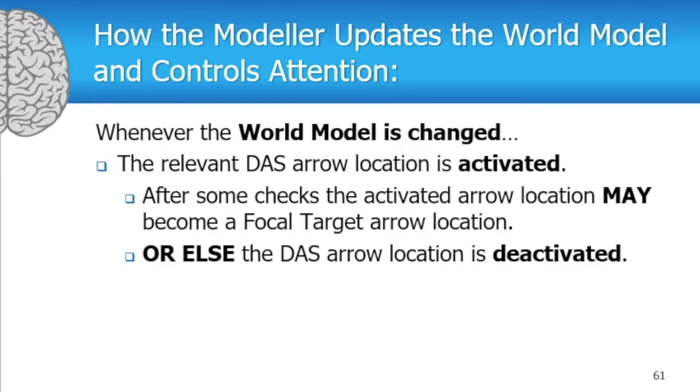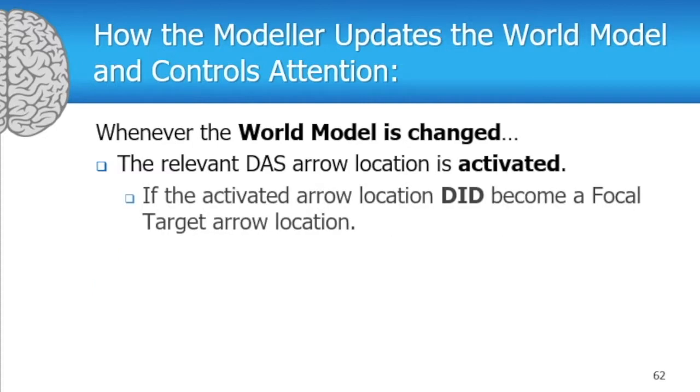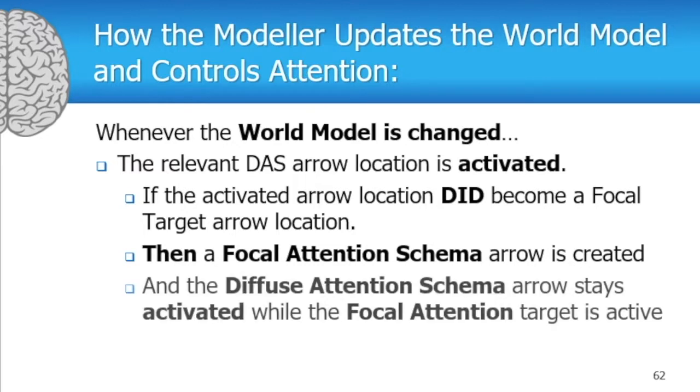Another reason why the diffuse attention schema is needed is to track all the current focal attention targets. If the activated diffuse attention schema arrow location did become a focal target arrow location, then a focal attention schema arrow is created, and the diffuse attention schema arrow stays activated while the focal attention target is active. If the diffuse attention schema was just a static ball of arrows that never changed, it would have no significance at all. It could not be a simplified model of this complex process. These temporary and longer-term activations make the diffuse attention schema a very dynamic object which is constantly tracking the dynamic processes of the diffuse and focal attention mechanisms. So the focal and diffuse attention schemas are the models of this complex process, which are exactly the kind of models the good regulator theorem requires so the modeler can control this process.